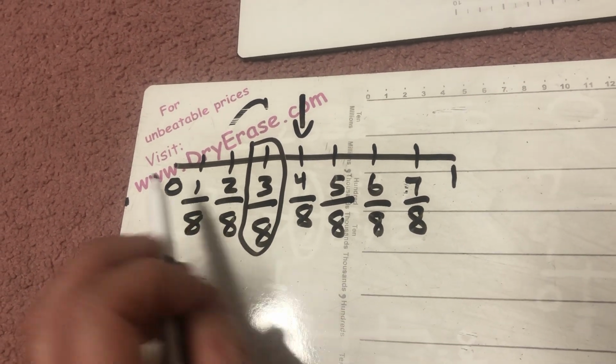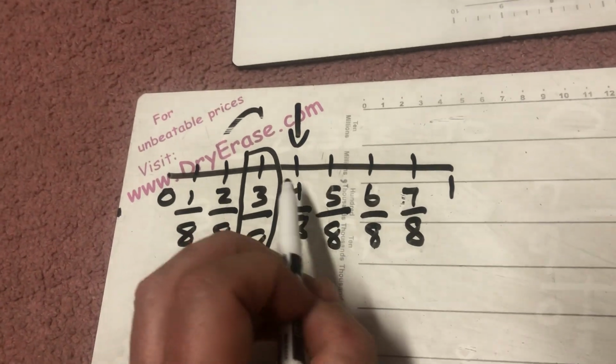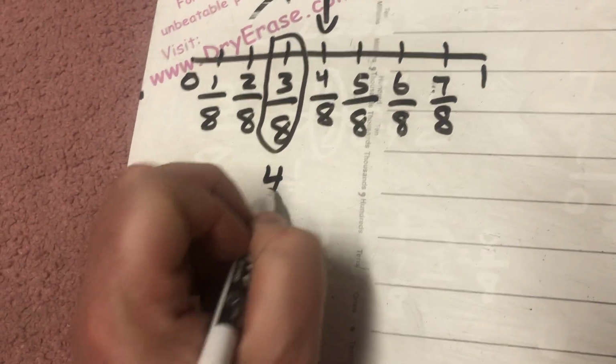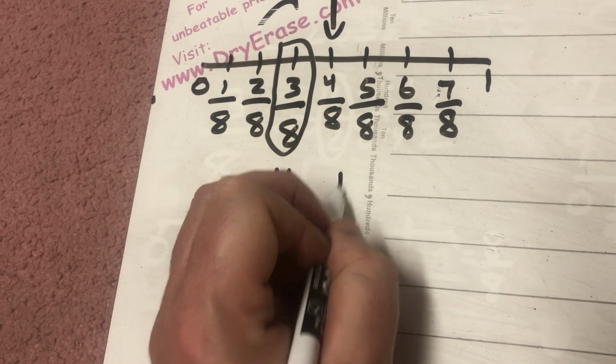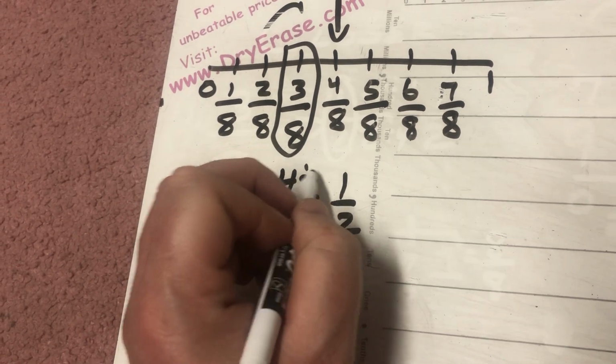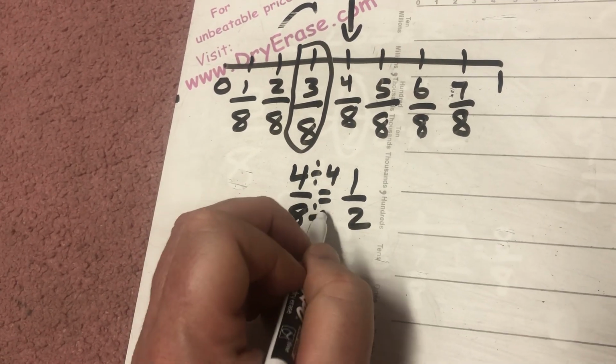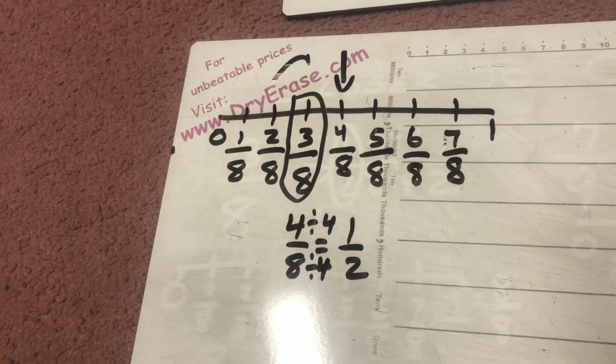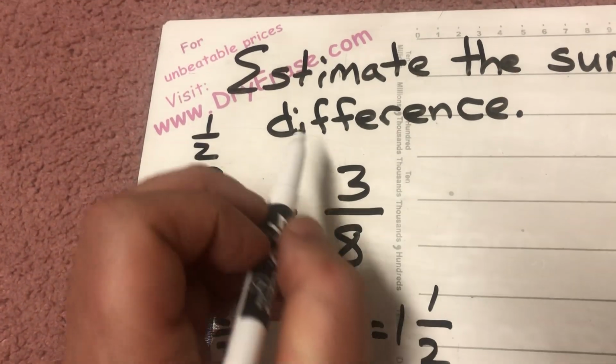1, 2, 3 steps away from 0. 4 is half of 8, and sure enough, 4/8 is equal to 1/2 because 4 divided by 4 is 1, and 8 divided by 4 is 2. So 3/8 also rounds to a half.